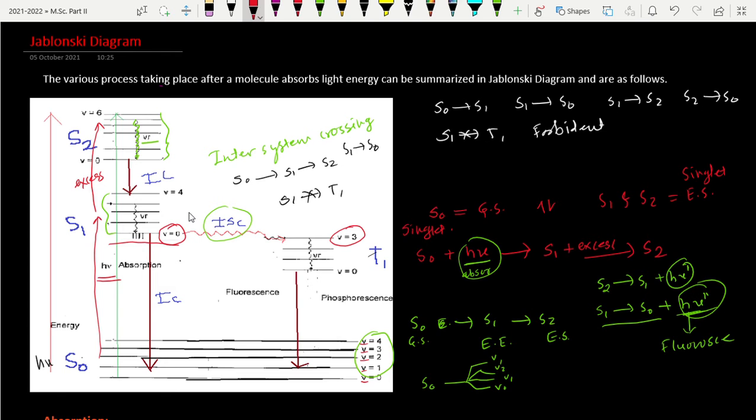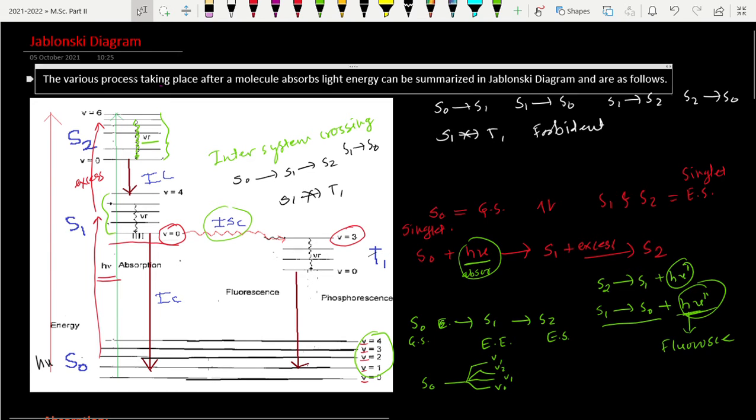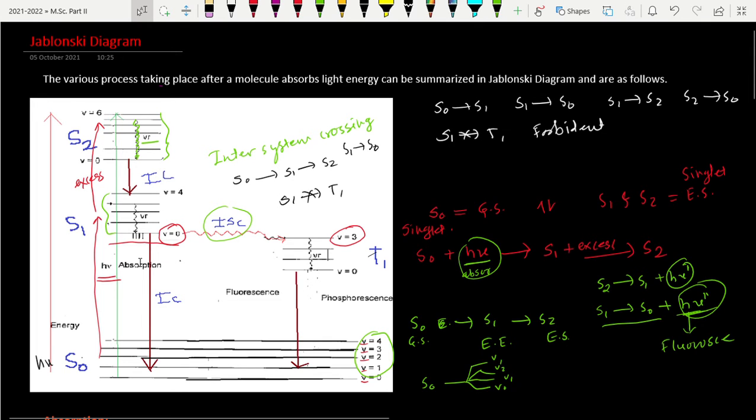So when a transition is possible, if the two states have equal energy, then there is an excitation of the electron from one state to another state. Here, this V0 is energetically equivalent to V3 of the triplet state. So when the electrons undergo some vibrational relaxation at the singlet excited state, during that time the energy level of this V0 of the singlet excited state and this vibrational energy level of the triplet excited state will be equal.